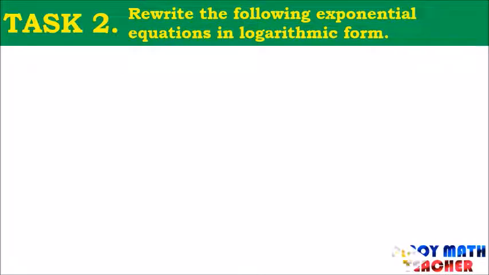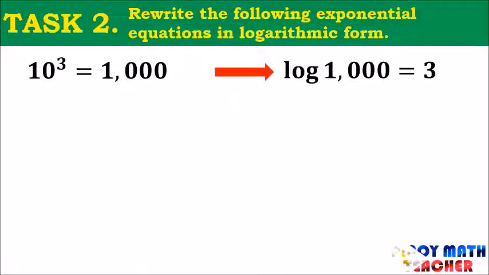Para sa task number 2, rewrite the following exponential equations in logarithmic form. So given natin, 10 raised to 3 equals 1,000. So dito, 10 yung base. It means that this is going to be the base of its logarithmic form. Tapos, 3 yung exponent. So dito naka-equal yung ating logarithmic expression. And yung 1,000. So ito yung magiging argument ng logarithm. So we have logarithm of 1,000 equals 3. Hindi ko na isinulat yung base na 10 dahil ito ay common logarithm.